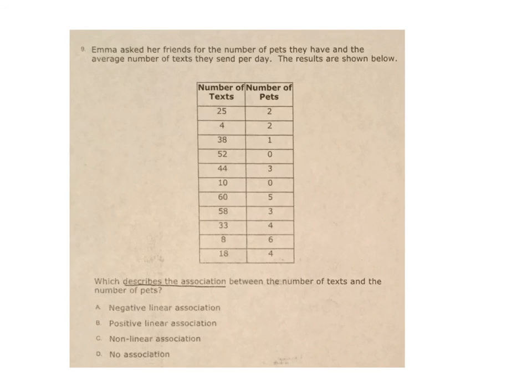Number 9. Emma asked her friends for the number of pets they have and the average number of texts they send per day. The results are shown below. Which describes the association between the number of texts and the number of pets?